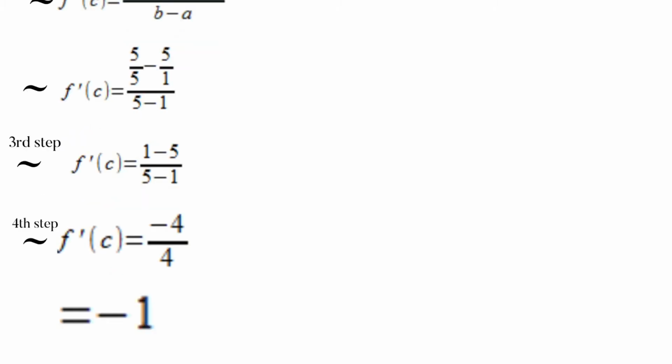Now we know that f prime of c equals negative 1. Because this function satisfies the MVT for the given interval, we know that there's at least one point in the interval that has a slope of negative 1. Now let's find out which point it is.